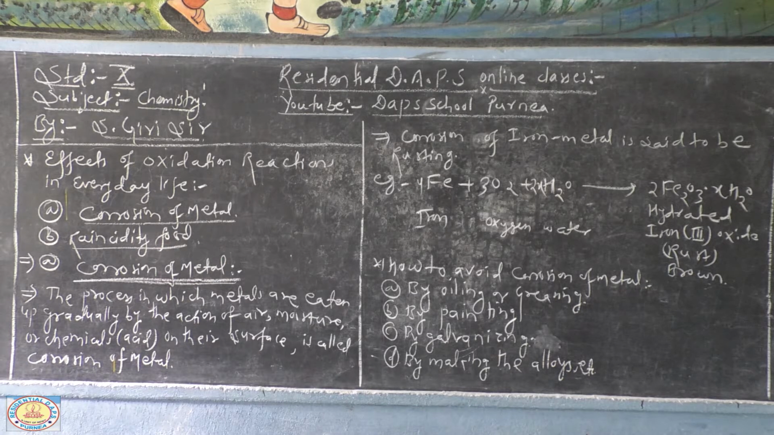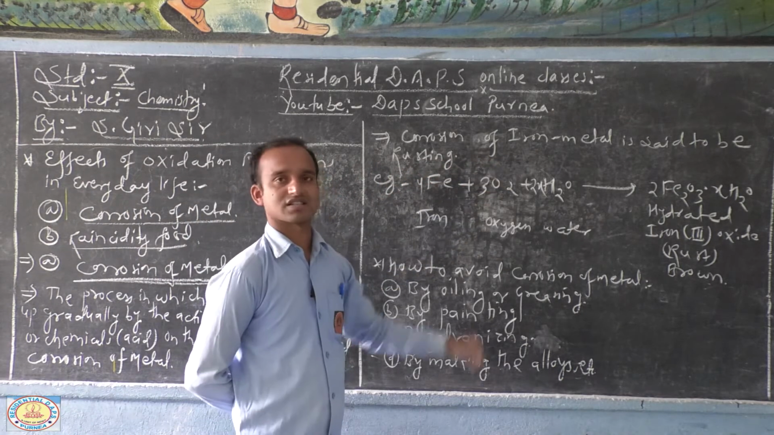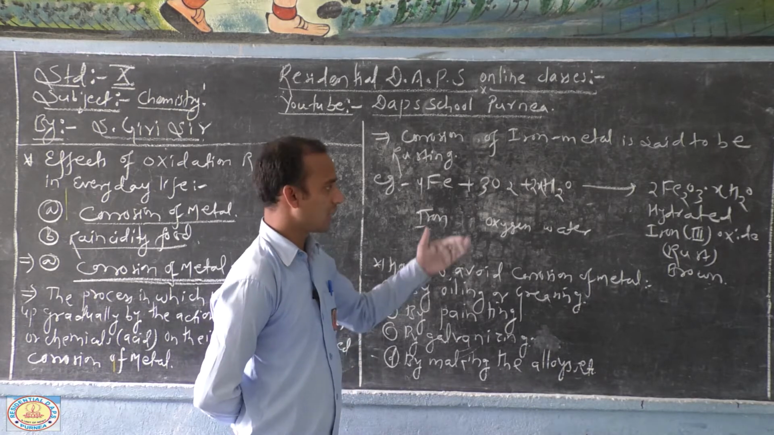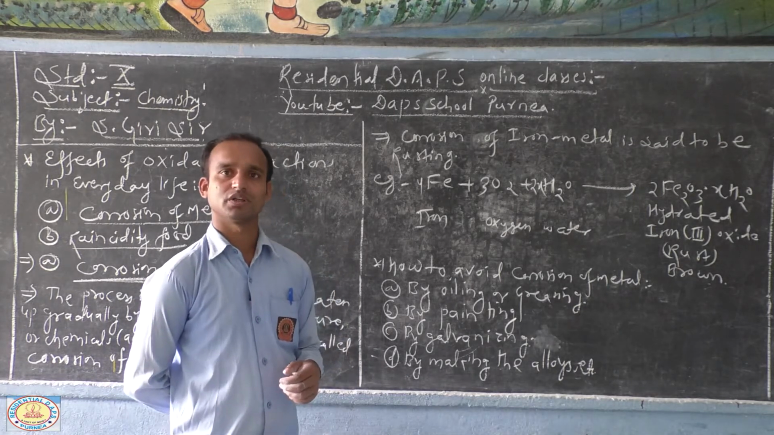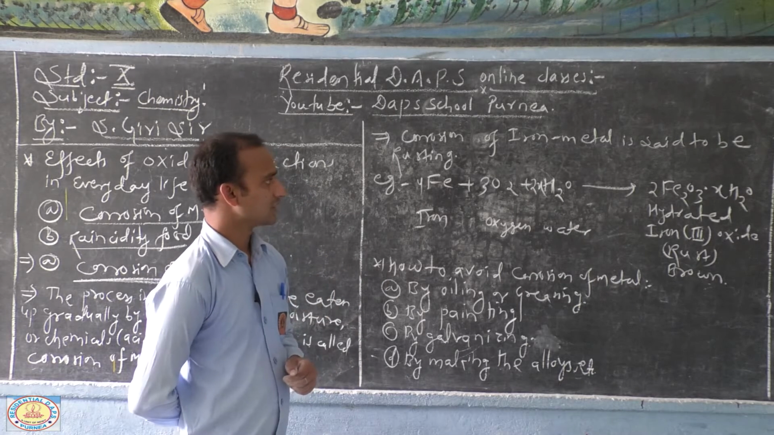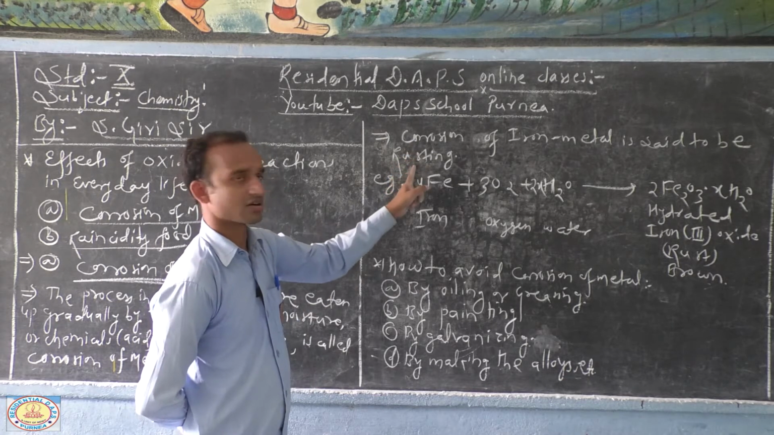Moisture means water molecules and air means you can understand oxygen. So, these two help the metal surface to weaken gradually, forming a weak layer on the surface. Now, in iron metal you can generally see rust, जंग लग जाता है उसके surface में. When iron materials or tools are exposed to an open atmosphere and come in contact with moisture, the rusting process starts. So here corrosion of iron metal is said to be rusting.